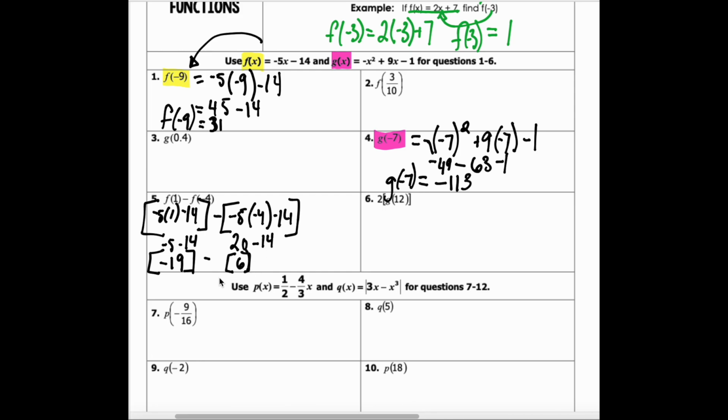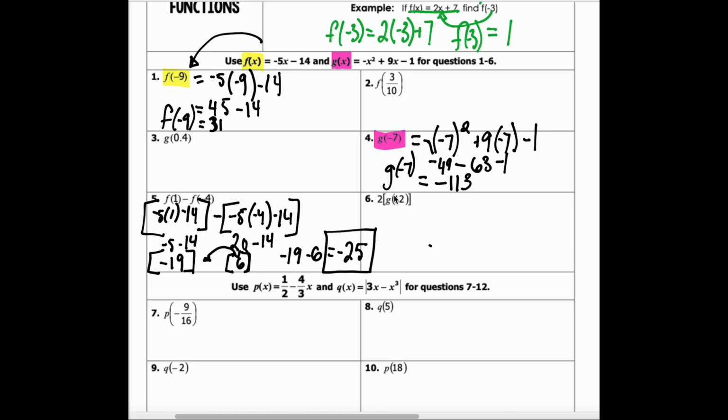Okay. Now I have these as simplest terms, and I can go ahead and get rid of my brackets by making sure I'm distributing the negative into the 6. So that 6 would now become a -6. So I have -19 minus 6, which is now I'm going to add, so it's -25. So my function f of 1 minus f of -4 is going to equal -25.